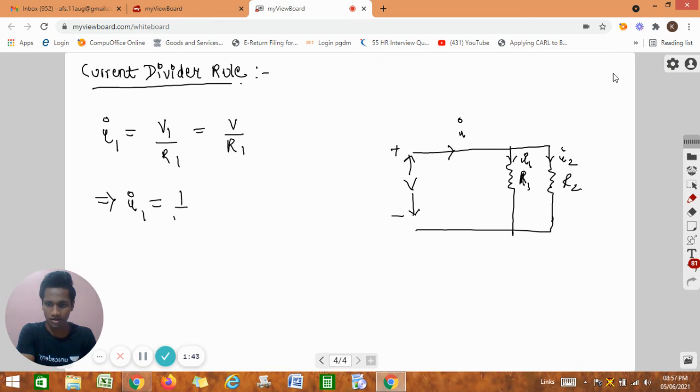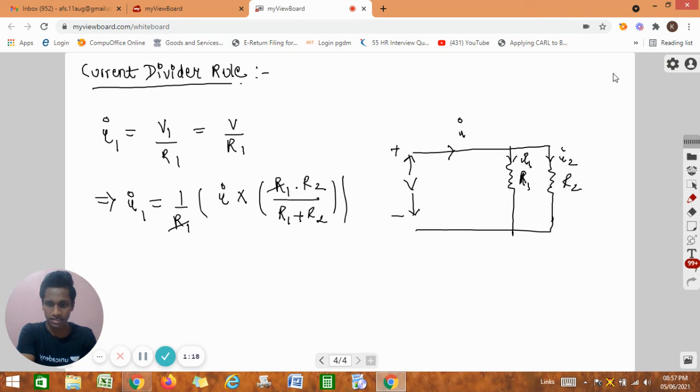So 1 by R1 as it is. The value of V using Ohm's law can be substituted as I into R. I is the main supply of the current into R equivalent. In this case, the resistances are in parallel. So R equivalent must be R1 times R2 divided by R1 plus R2.